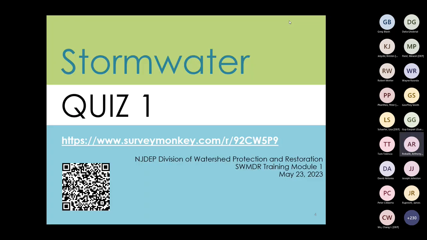So here again is the QR code, as well as the SurveyMonkey URL. And we'll leave this slide up while you're taking the quiz. The quiz is made up of 19 questions over a few pages, and you must answer every question on a page before being allowed to advance to the next page. And the quiz may only be taken once. And after everyone has taken the quiz, we'll meet back to review all of the correct answers.